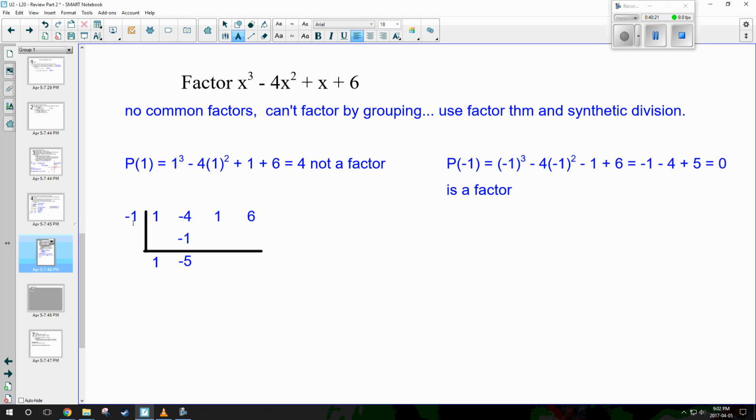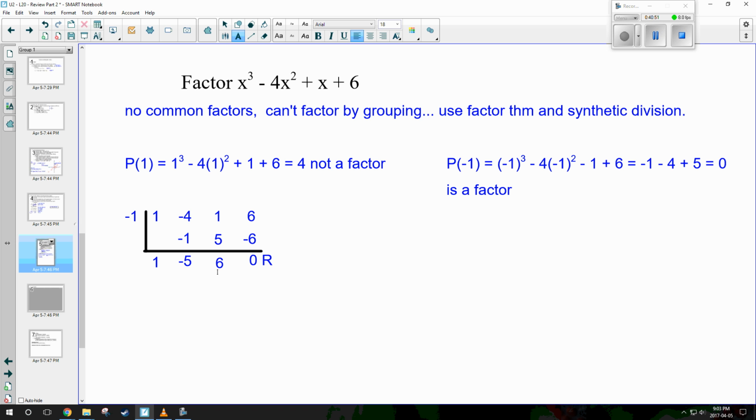So -5 multiplied by -1 gives us a +5. Add up our column. 1 plus 5 gives us 6. 6 multiplied by -1 gives us -6. Add up our column. 6 plus -6 gives us 0. Remember that the last number here in synthetic division is always our remainder. So we have a 0 remainder, which we have to have because it was a factor.